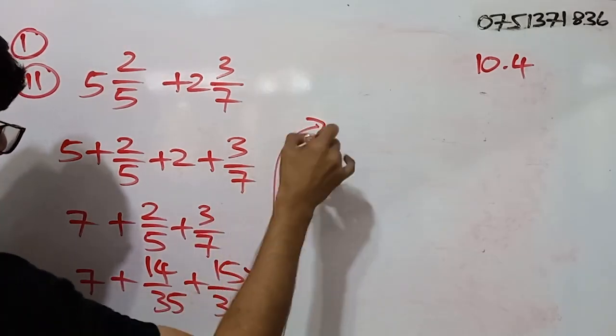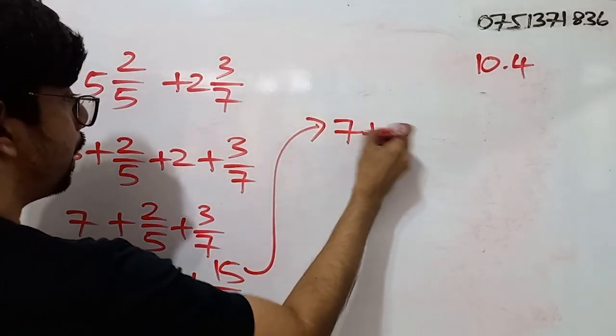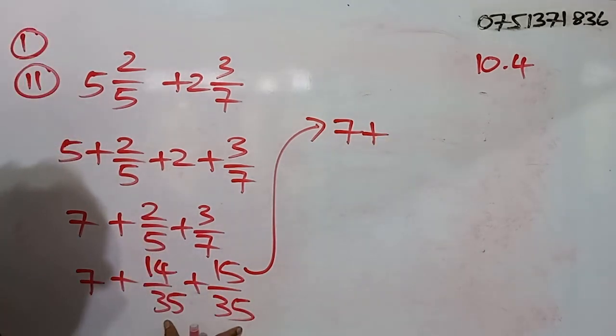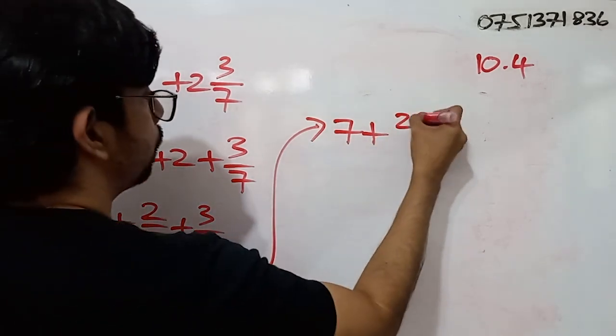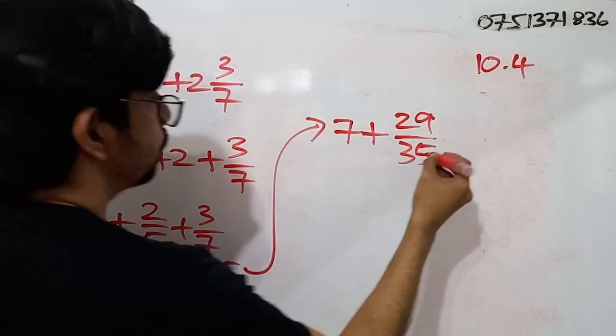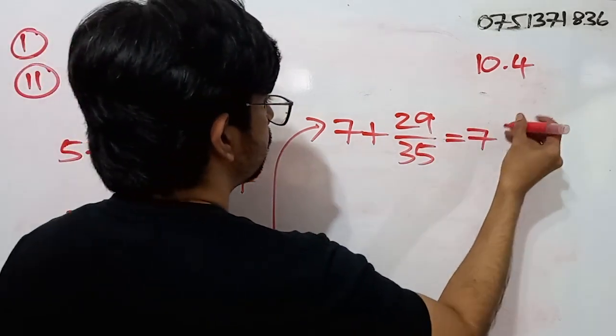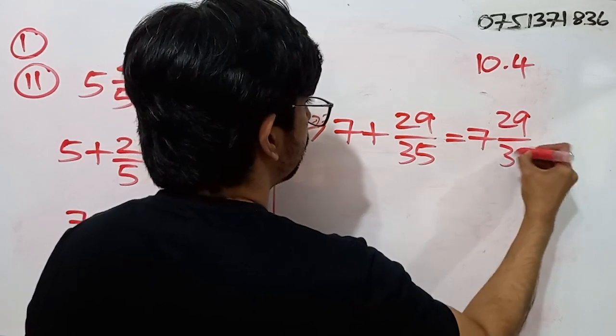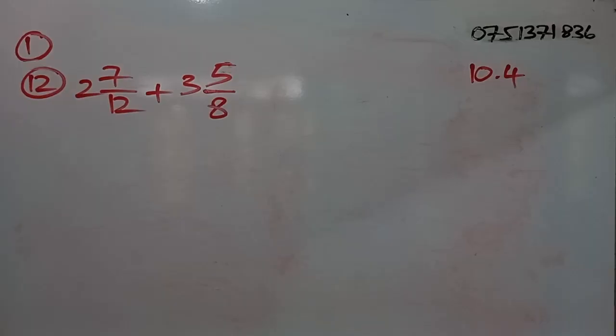So I'll continue on this side. So 7 plus, I can simplify these two fractions as what? 29 by 35. So I can rewrite this as what? 7 and 29 by 35. This is the answer. Okay, so the next one, just as before, we will rewrite the fractions.